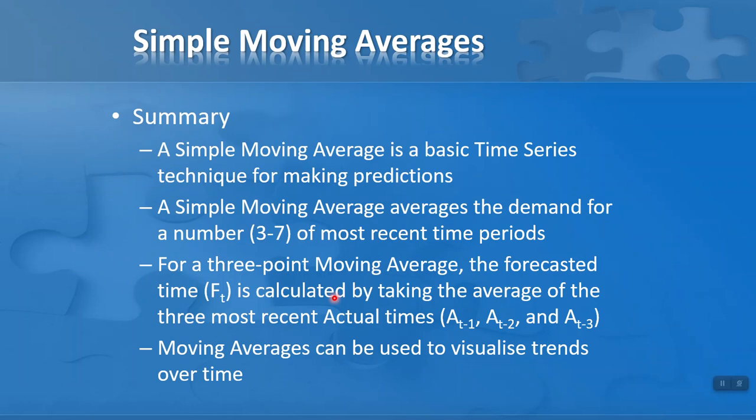So in summary, a simple moving average is a basic time series technique for making predictions. What a simple moving average does is it averages the demand for a number, usually 3 to 7, or more as we have seen, of the most recent time periods. For a 3-point moving average, which we've done in our example, the forecast F_t is calculated by taking the average of the 3 most recent actuals, A_t-1, A_t-2 and A_t-3. And finally, moving averages can be used to visualize trends over time. So that's how simple moving averages work.